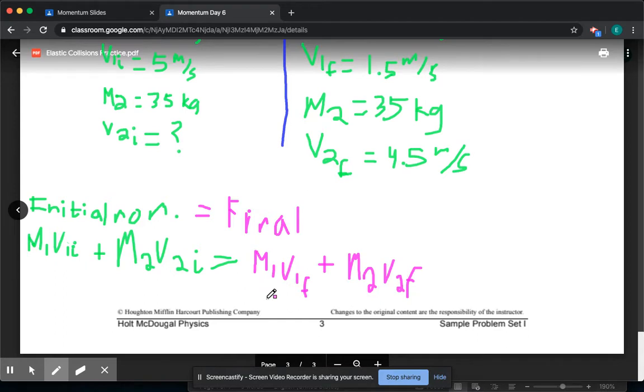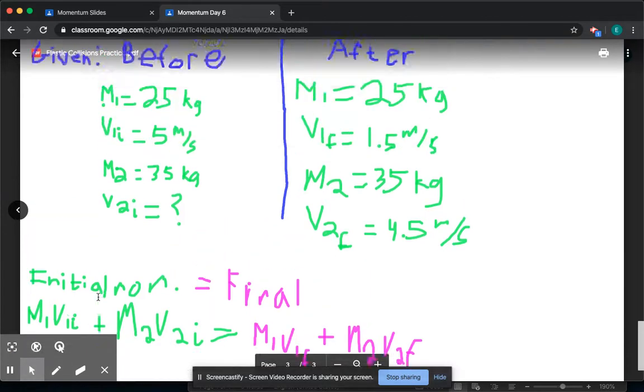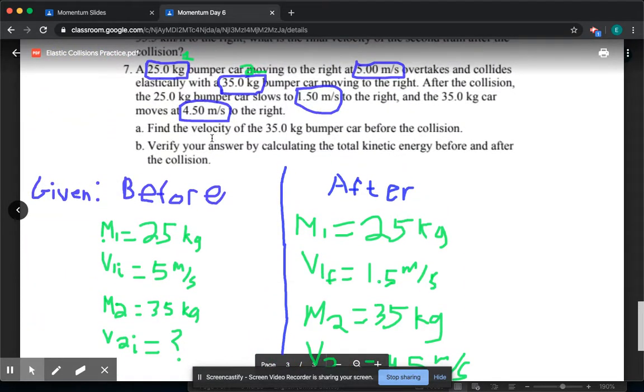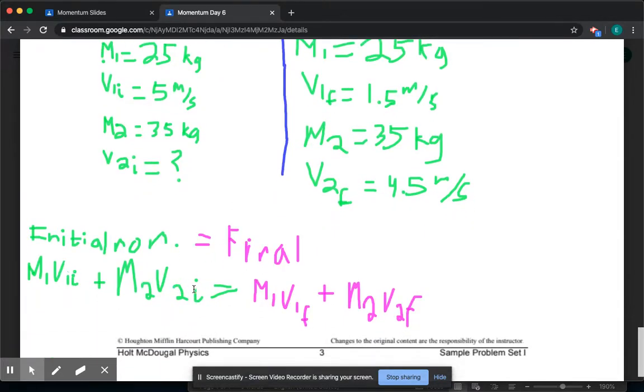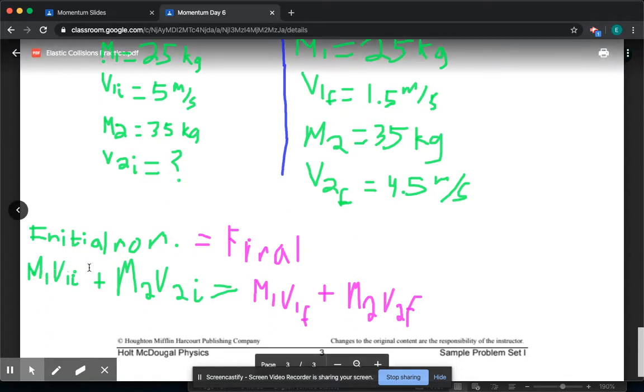I'm going to skip some algebra steps here, because you guys got to work on your algebra. What are we looking for? We are looking for the velocity of the second bumper car before the collision, so we're looking for V2I. To get V2I, you first need to subtract the M1 V1 part and move it over here. Then you divide by M2, and that gives you everything isolated. Because I'm running out of space, I actually have to erase this.